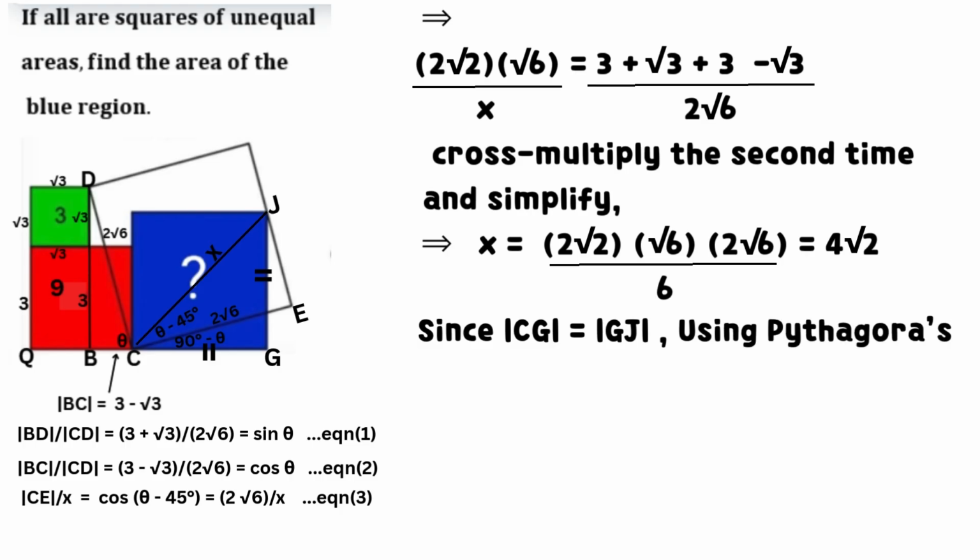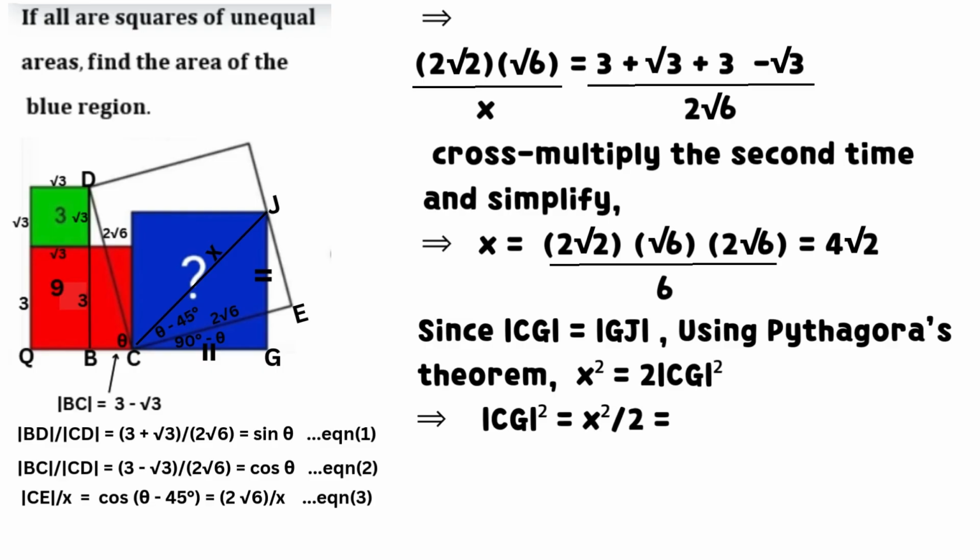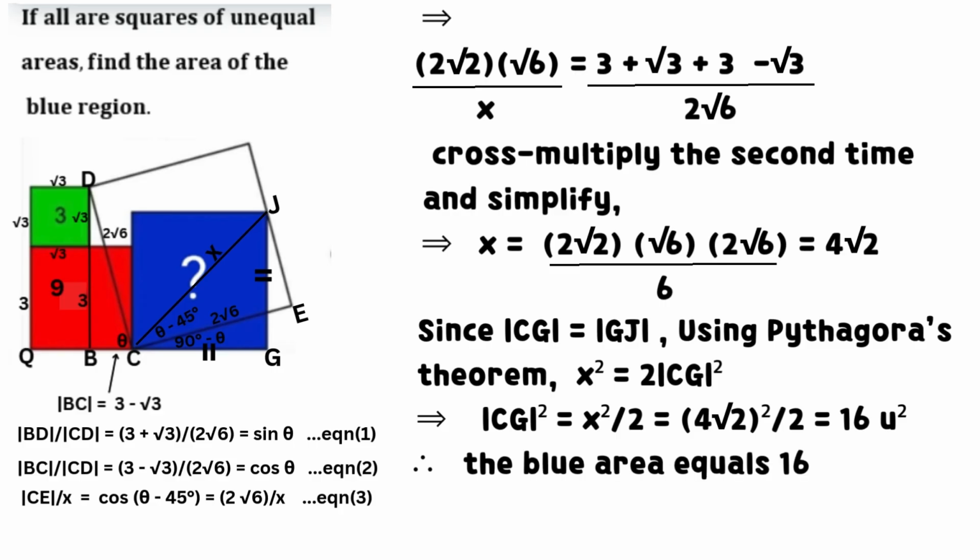Since line CG equals line GJ, it is because side lengths of a square are equal. Using Pythagoras' theorem, the square of x equals 2 times the square of line CG. Divide the equation by 2. We have that the square of line CG equals half the square of x, which equals half of the square of 4 times the square root of 2. The final result equals 16 square units. Therefore, the area of the blue region equals the square of the length of line CG, which equals 16 square units.